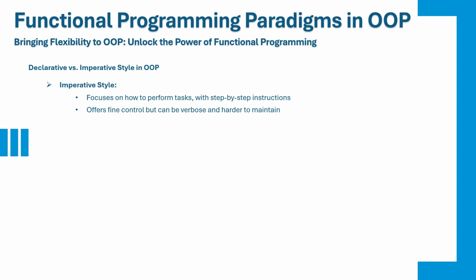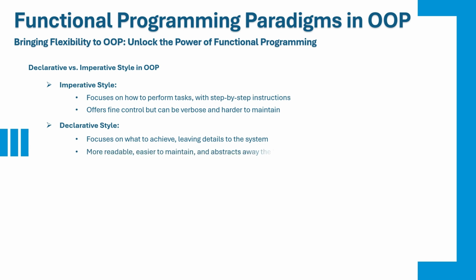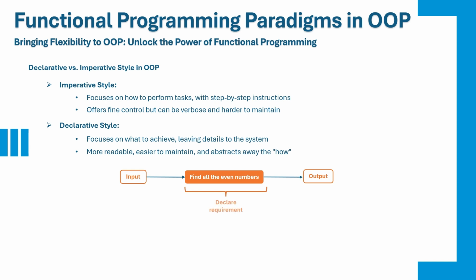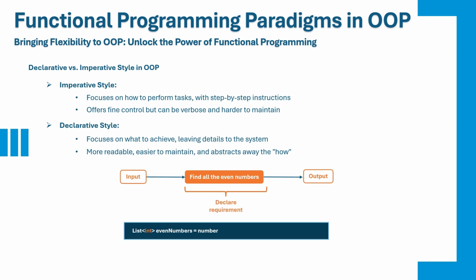On the other hand, the declarative style focuses on what you want to achieve without worrying about how it's done. It's more like giving an end goal, find all the even numbers, and letting the system figure out the steps. In the same task, using a declarative approach, you might use LINQ in C# to express what you want more clearly, like this. Here, you simply declare what you're interested in, numbers that are even. The internal logic of how it filters is abstracted away.